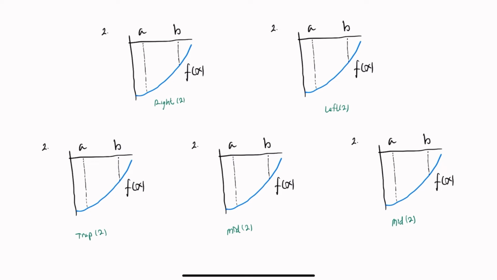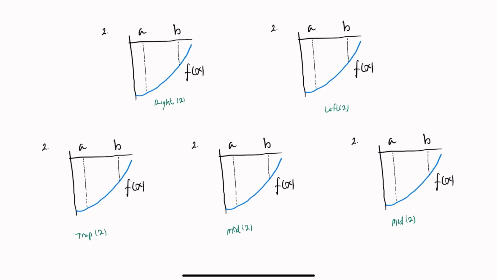Notice this is the graph of the second function in here. Notice that I repeated that graph 5 times for the estimation of right of 2, left of 2, trap of 2, mid of 2, and then there are 2 ways to present the mid of 2. That's why we have this graph in here. Now let's go to right of 2.